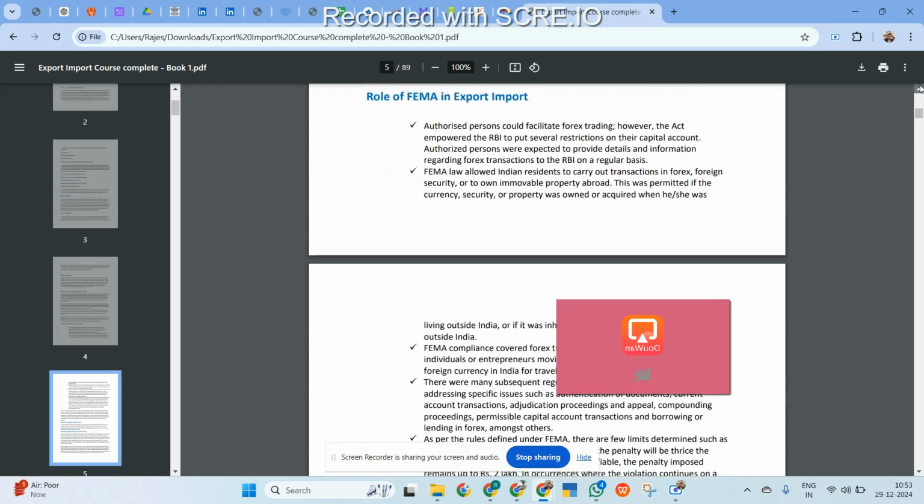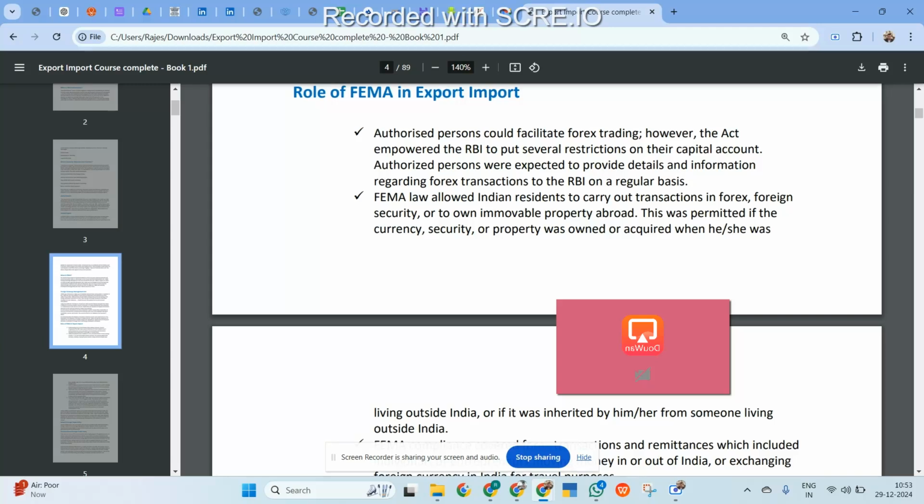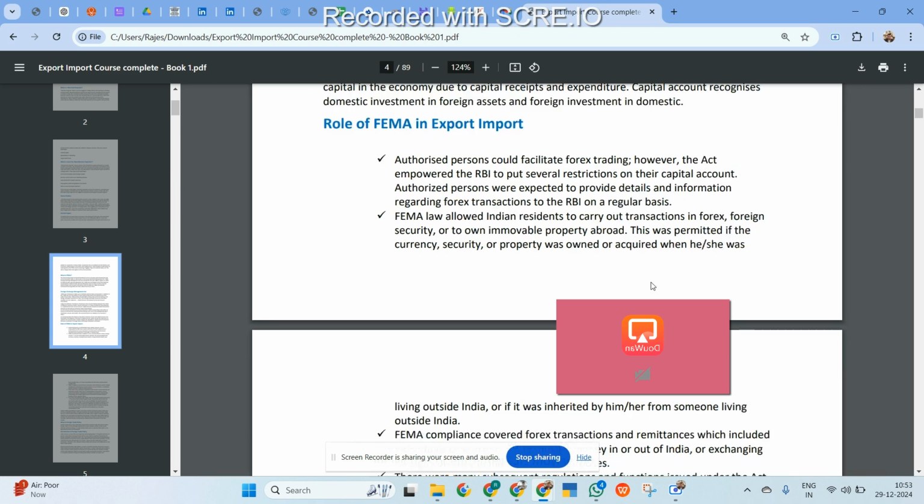So what is FEMA and how does it impact the import-export business? Authorized persons could facilitate forex trading. However, the Act empowered the RBI to put several transaction restrictions on the capital account. Authorized persons were expected to provide details and information regarding forex transactions to the RBI on a regular basis.